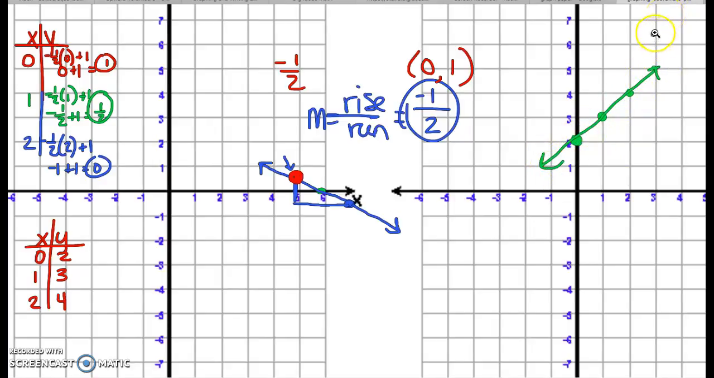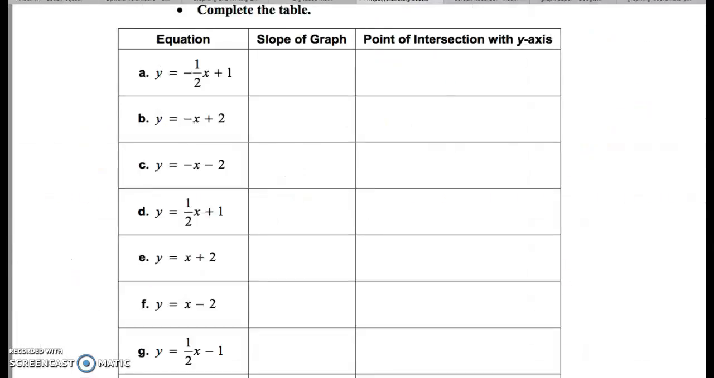Okay, what's your slope? How far do you rise and how far do you run? If I start here, I would rise 1 and I would run 1. So my slope is going to be 1. Okay, and then for where it crosses the y-axis, it crosses right here at the point 0, 2. So I'm going to erase all of this. I'm going to come back to your workbook and let's fill this in.